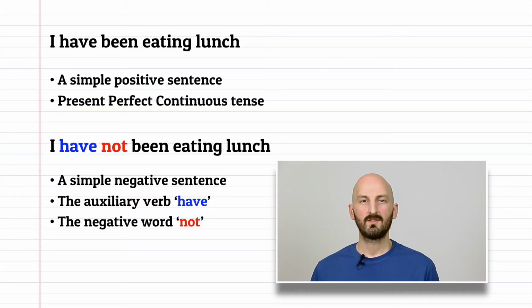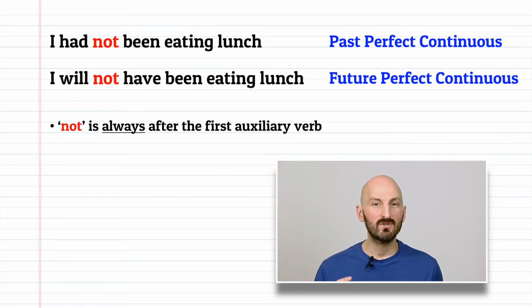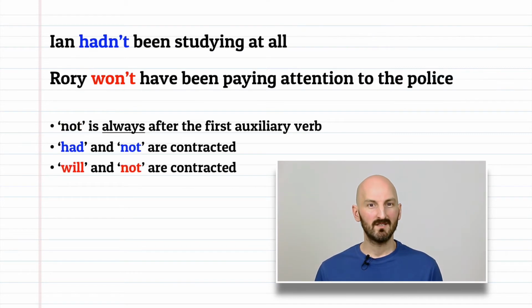Let's get to it. The present perfect continuous is I have been eating lunch. The negative version is I have not been eating lunch. The other perfect continuous tenses are formed in the same way. Past perfect continuous, I had not been eating lunch, and future perfect continuous, I will not have been eating lunch. There are three auxiliary verbs in the future perfect continuous negative sentence. But remember, we always put not after the first auxiliary verb. Nice and easy.